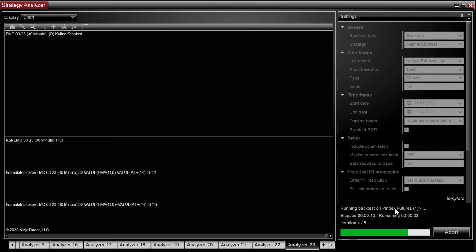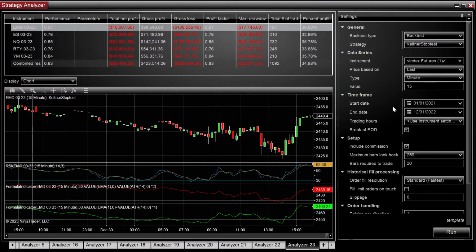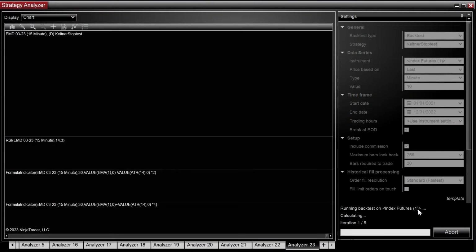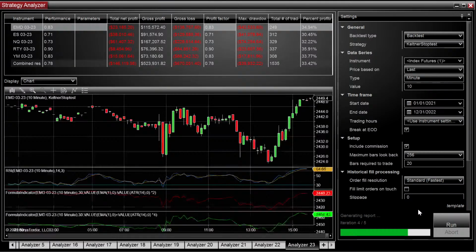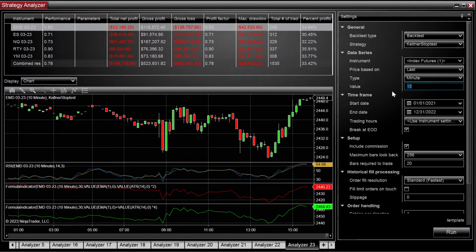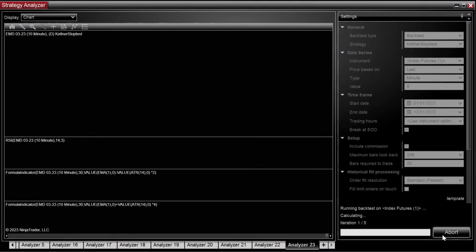So it looks like this pattern might not make the cut on the indexes. It's just getting worse and worse as we go lower in the time frames.